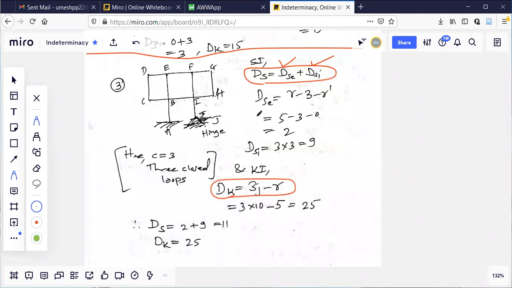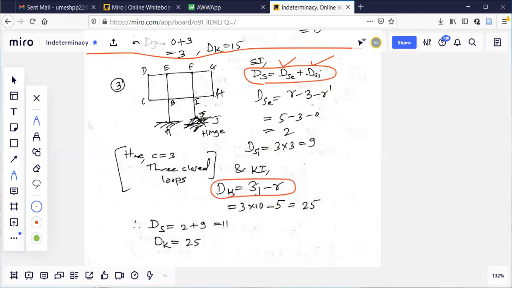Observe this. DSE is equal to R minus 3 minus R dash. R is the number of unknowns, minus 3, minus hinges if they are present. There are no hinges inside here. Support hinge is different. Inside, if there is a hinge, then only R dash will come. Now R has to be calculated first. How many unknown reactions are possible? For a fixed end 3, for a hinged end 2, because a hinge will rotate, meaning M will not be there; H and V will be there. As I told you in the previous class, vertical and horizontal reactions are possible.